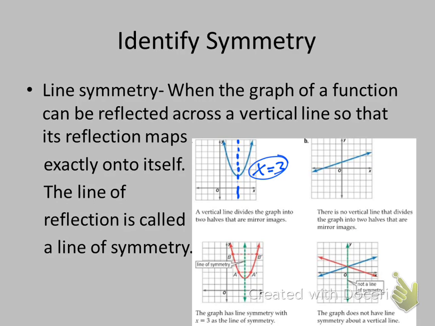You don't have a whole lot of graphs that'll have line symmetry either. What's that graph called? The left one? Starts with P. Parabola. Very good. The other one that you typically will have your line symmetry with, and I'm just going to draw this, looks like that. Anybody know what graph that is?